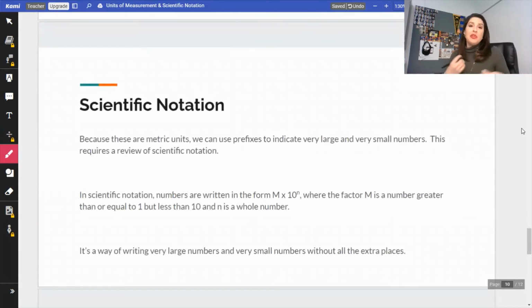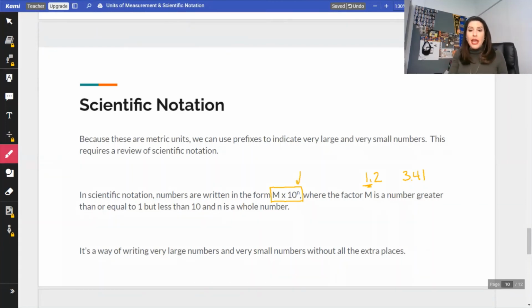So because these units are metric, and because they can be very, very large or very, very small numbers, it's important that we review scientific notation. In scientific notation, you'll have a number written in the form m times 10 to the nth power. And m is usually some number, 1.2, or maybe 3.41, but it's a number greater than 1 and less than 10. So we never go above 10. We never have a tens place. We only go with the ones place and then maybe a tenths place and maybe a hundredths place.